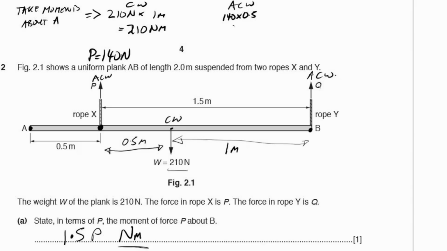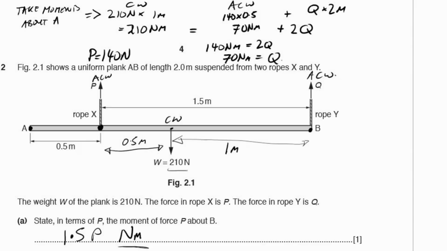That's newtons times meters, so that'll give me 70 newton meters. And now I have another force from Q, which is Q multiplied by 2 meters. There we are. Okay, so let's look at that. 70 newton meters plus 2 meters times Q, they have to be equal. So I just subtract 70 from both sides, and what I get is 140 newton meters must be equal to 2Q, which means I divide both sides by 2 and I get 70 newton meters equals Q.